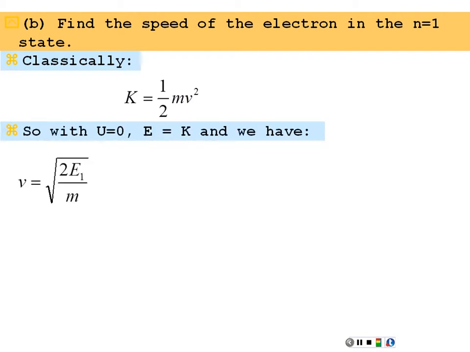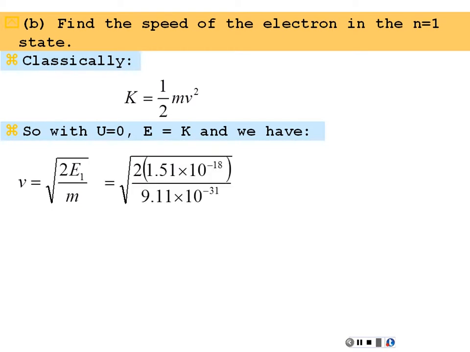Since our total energy is kinetic, our velocity should equal the square root of 2 times our ground state energy divided by m: 2 times 1.51 times 10 to the minus 18 joules over the mass of an electron, 9.11 times 10 to the minus 31 kilograms, all that square root. We are moving at 1.82 times 10 to the 6 meters per second. Pretty fast, just a little bit less than 1/100th the speed of light.